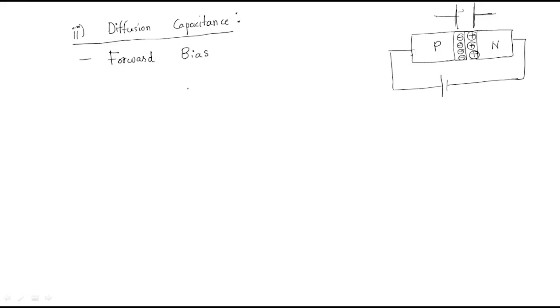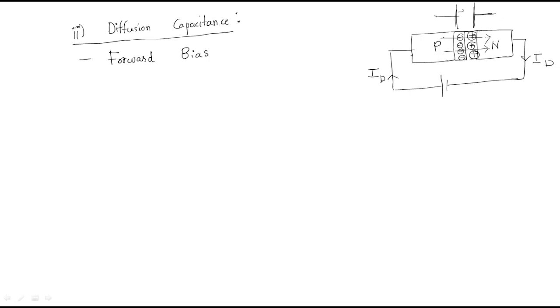This capacitance is called diffusion capacitance. But this capacitance has a property: it originates due to the diffusion of charge carriers in the opposite region. Generally, whenever we apply forward bias, after the cut-in voltage, the electrons and holes flow like this. Holes flow this way. That means the diode current flows from P to N in this format.